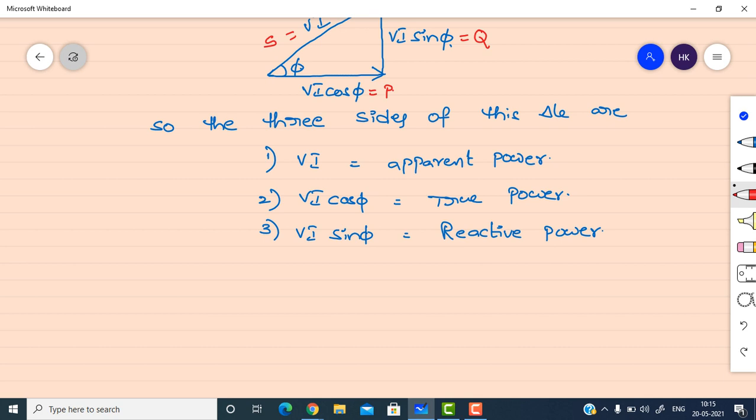So in the same way, reactive power is nothing but a product of voltage and current and sine of the angle between voltage and current. So what are these three powers? We are getting supply from the mains, right? We have only one power. And where are these three powers? Apparent power, true power and reactive power.